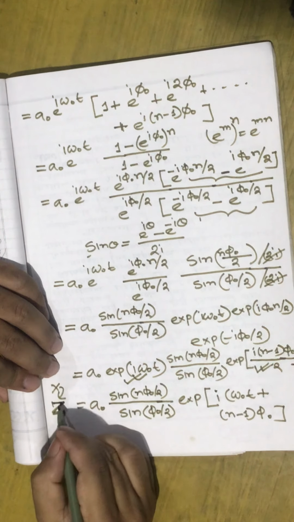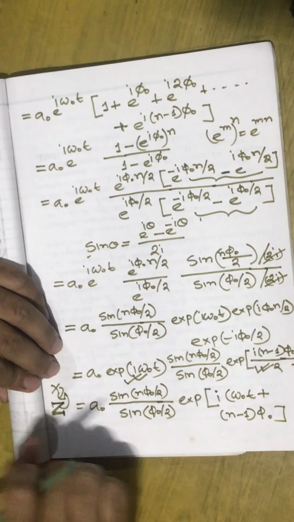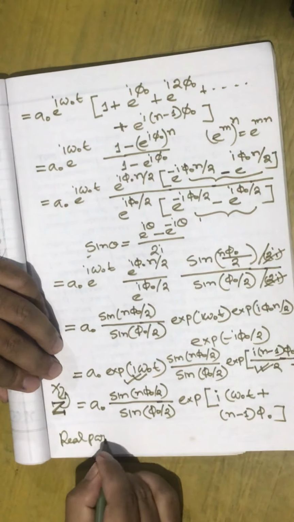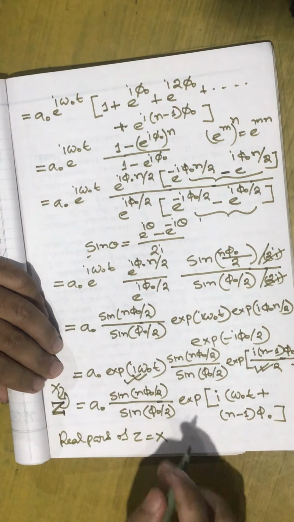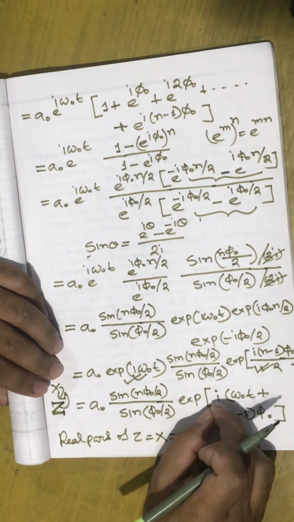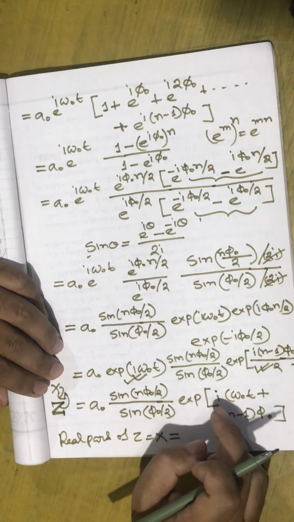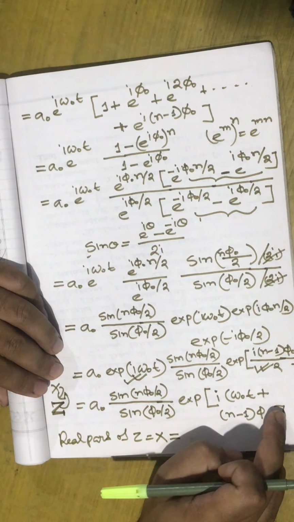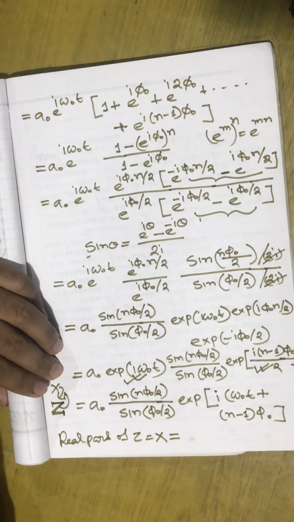Okay, so from z, how can we get the x value? We have to take the real part of this expression. The real part of z is nothing but the resultant oscillation, and its value will be equal to how much? This is exponential i omega naught t plus n minus 1 into phi naught. Its real part is nothing but cos of omega naught t plus n minus 1 into phi naught. Okay, and these two are real parts only. There is no complex quantity here.